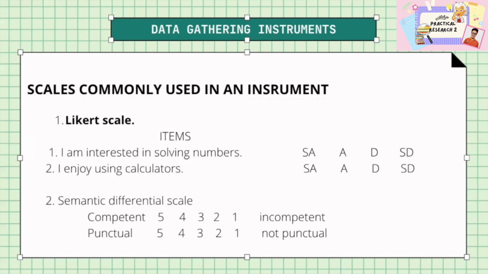Okay, so a while ago I told you about the Likert scale, and here are now the commonly used scales in an instrument. So first is the Likert scale. It looks like this. So for example, you have your research questionnaire. So you have your indicators. For example, I am interested in solving numbers. You have their SA, A, D, SD. SA stands for strongly agree. A stands for agree. D stands for disagree. And SD stands for strongly disagree.